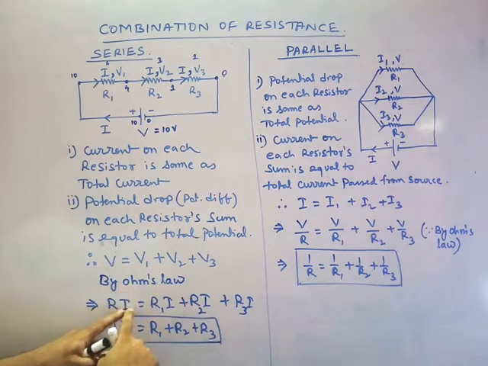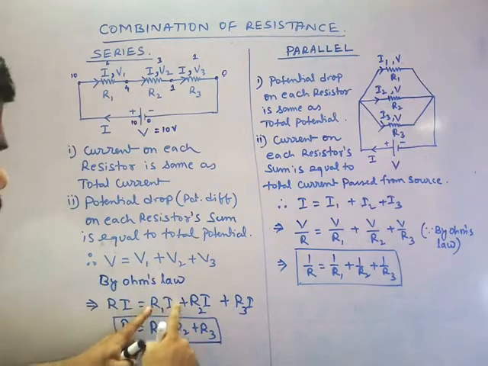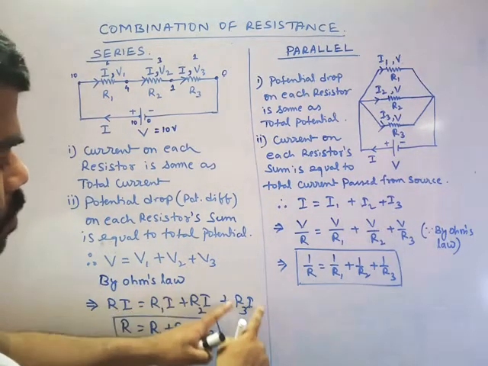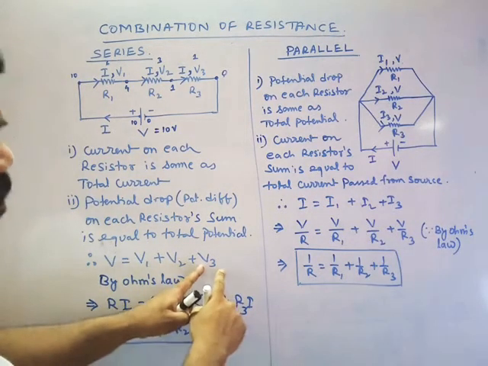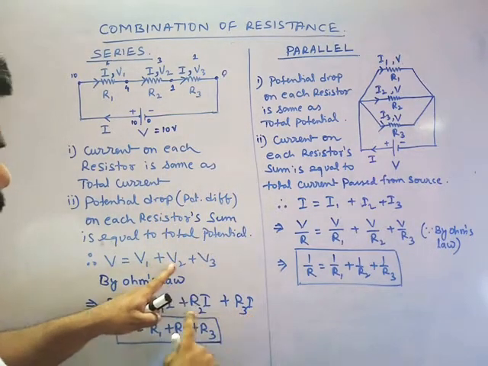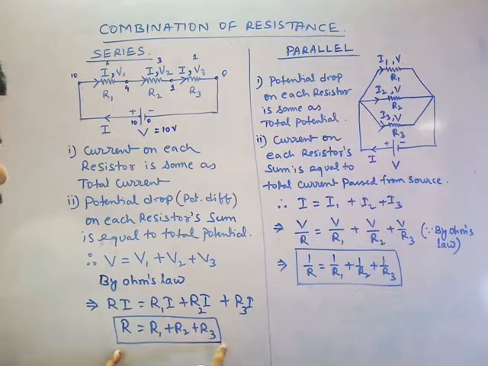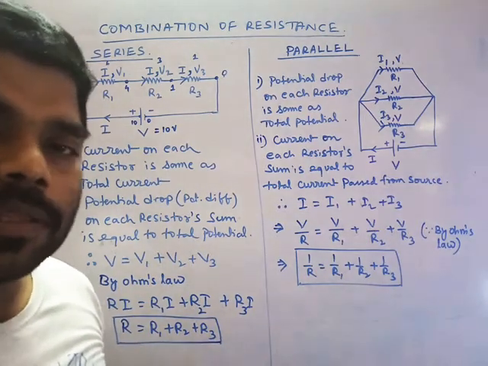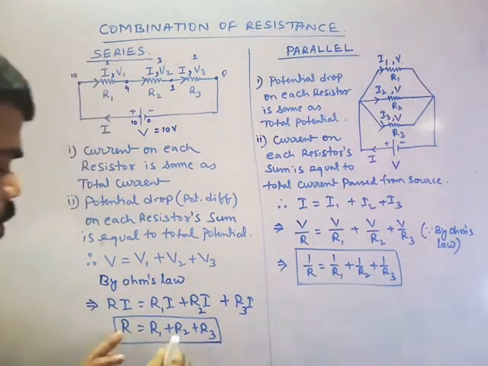Is it right? By Ohm's law, V is equal to Ri. This is also Ri. This is also Ri. But since V3 indicates R3, I will write R3I. It is R2I. It is R1I. In this way I will get the answer. इस तरह से हमको आंसर मिल जाएगा रेसिस्टेंस का combination in series.